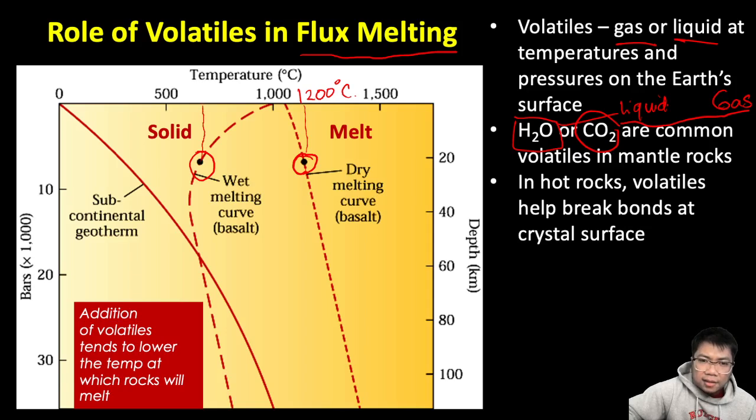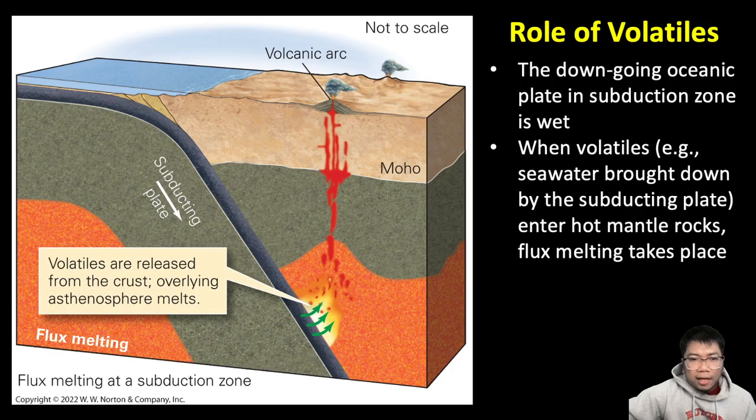But for the same rock type with added volatiles in it, in this case water, it will lower the melting temperature to about maybe 700 or 600 degrees Celsius. So there is a significant difference between these two scenarios, and the reason for that is simply because we have added water into the basalt here. Adding volatiles will lower the temperature at which rocks will melt. And this process is very common in convergent plate boundaries where we have subduction zones.